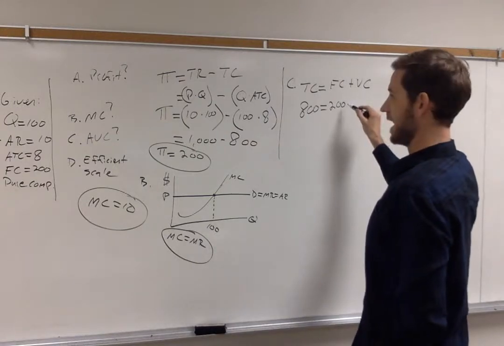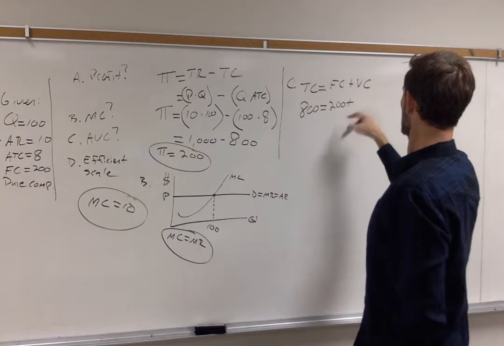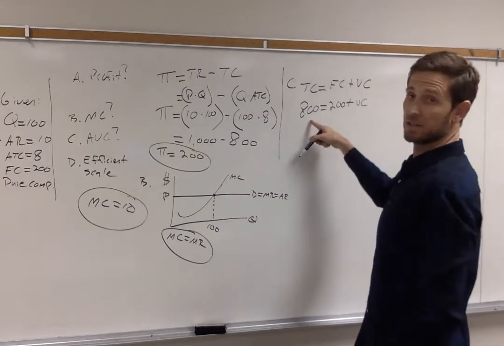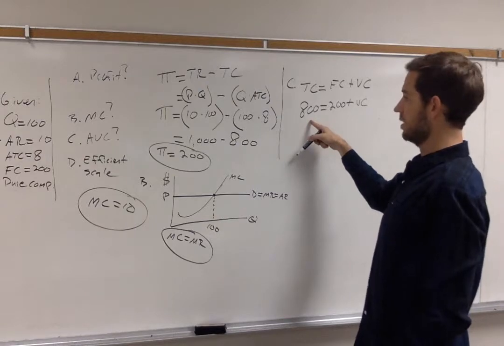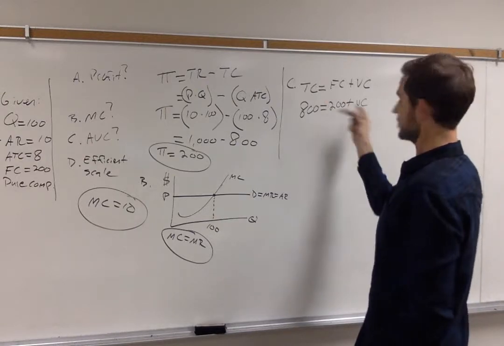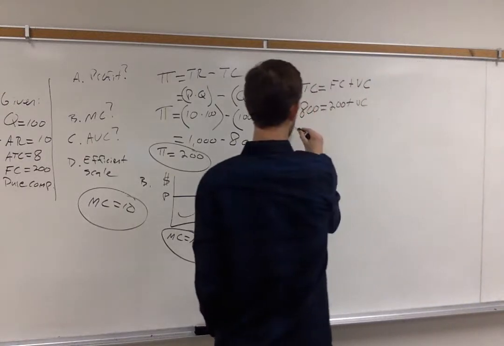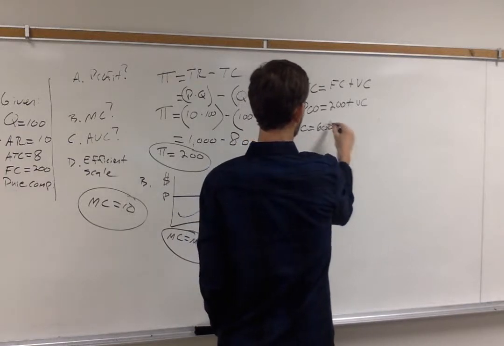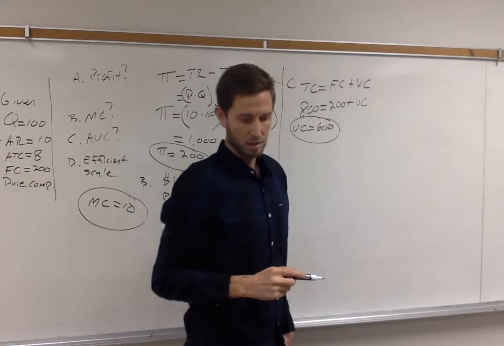Right? So we just need to add to these fixed costs whatever the variable costs are, to get to that $800 of total cost. Well, we can do some real quick math there to see that the variable cost for this firm is going to be equal to $600.